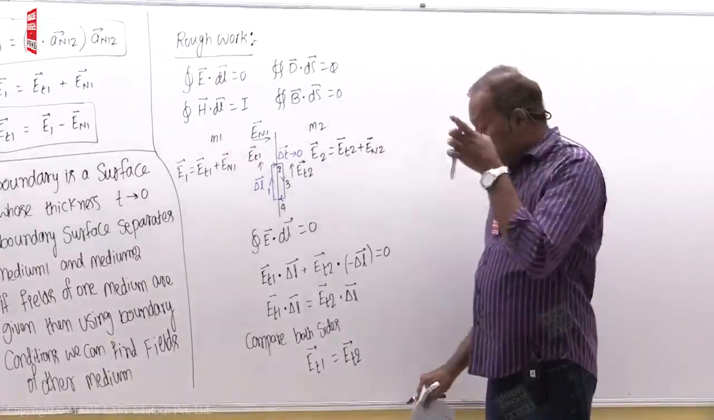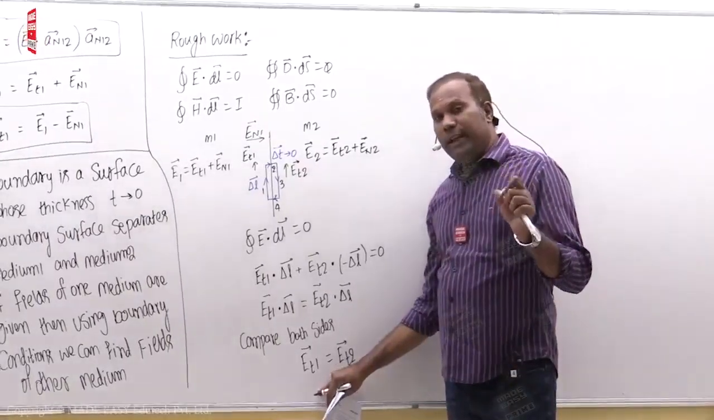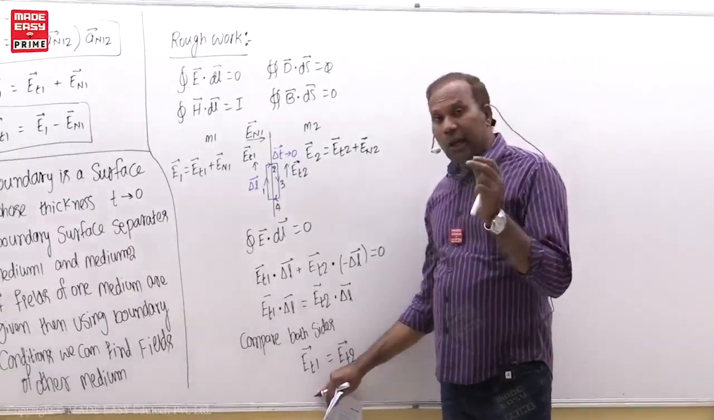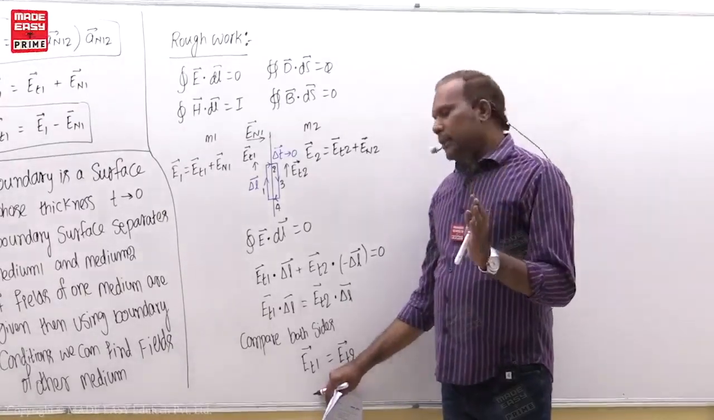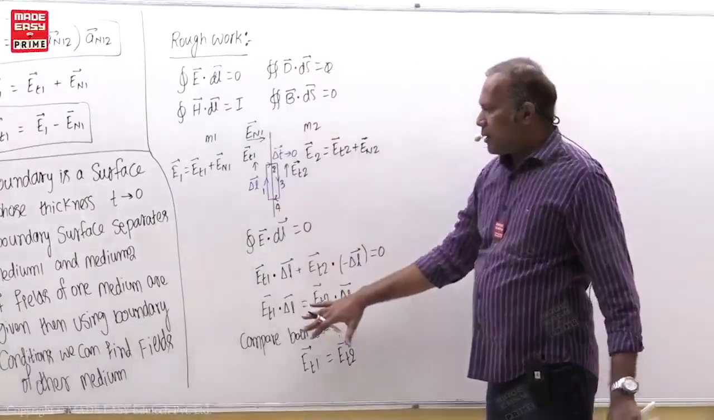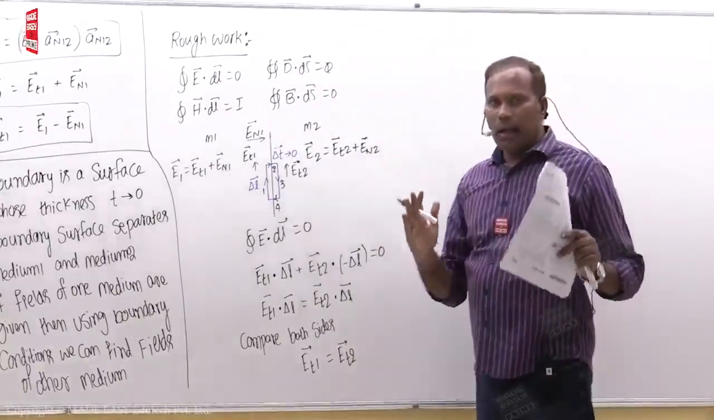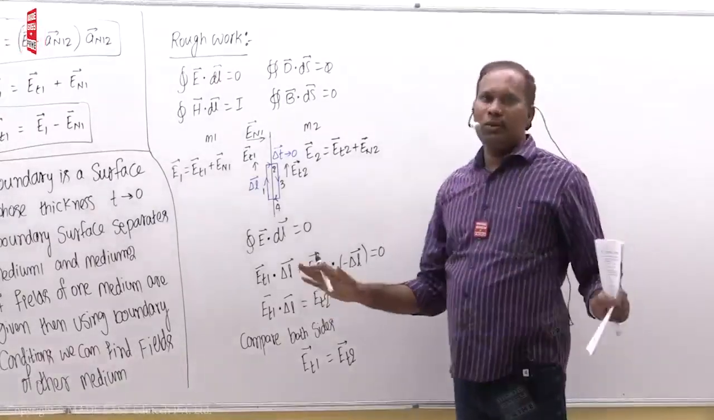So how do you read this in another way? Tangential components of electric field intensities are continuous. Continuous means equal. Continuous at the boundary surface. So this derivation you should not learn. Even if you learn this derivation, there is no use.